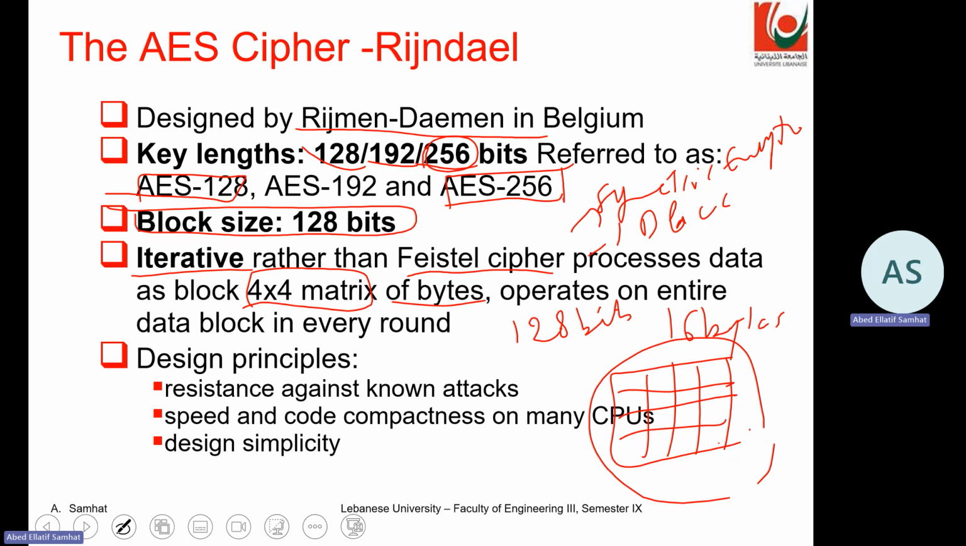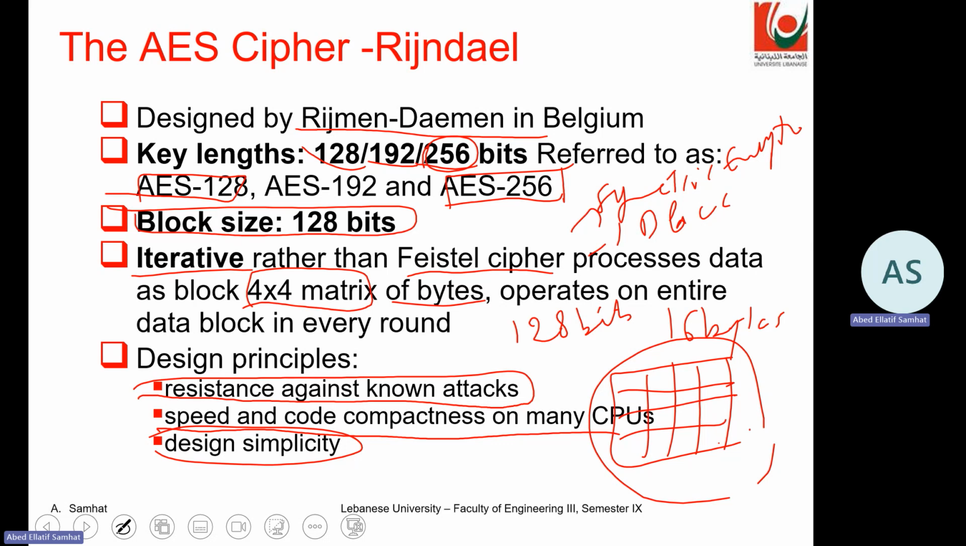The design principle of the Advanced Encryption Standard is that we have good resistance against known attacks, and speed and code compactness are possible on many CPUs. The design is not very complex. It's a simple design in comparison to the robustness from a security point of view. It's robust against attack, so the complexity here is considered acceptable.